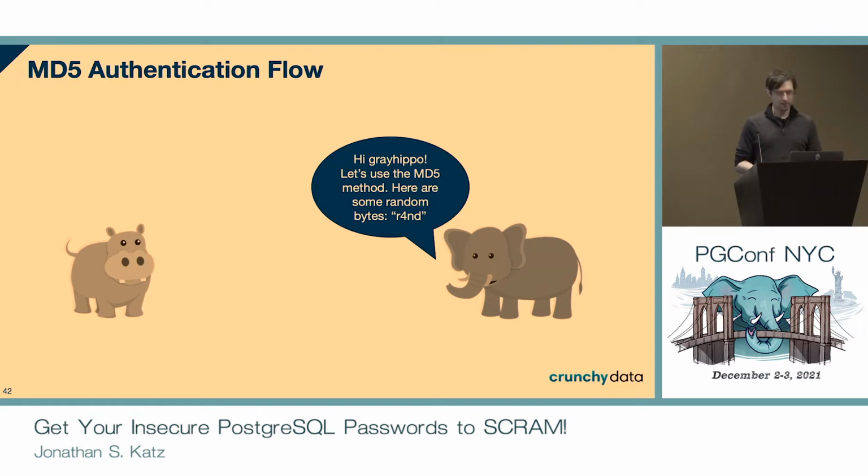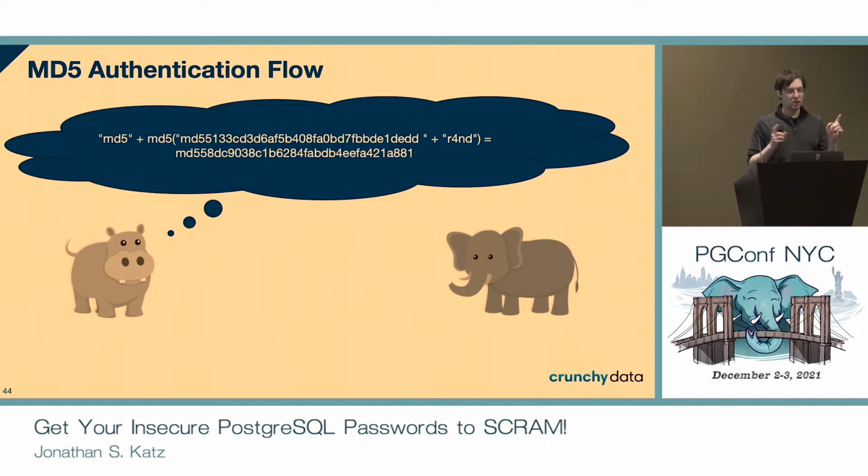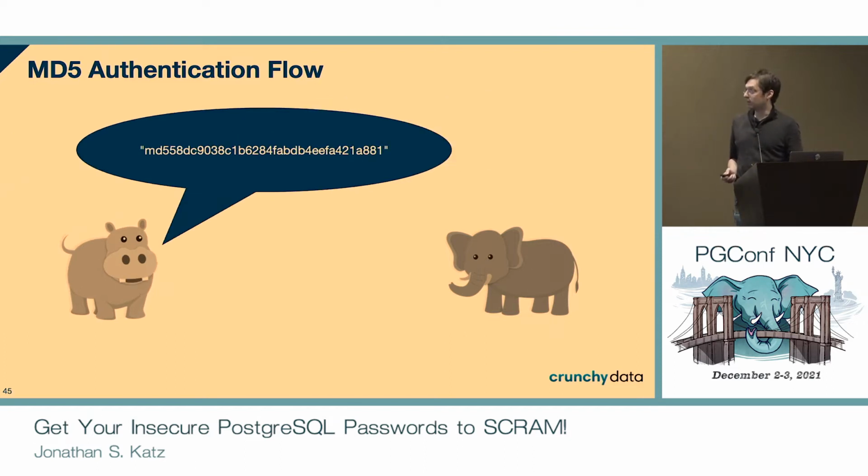Here's 4 random bytes. In this case, I used R4 and D. So what happens is first that GreyHippo is going to generate what you would expect to exist on the Postgres server side, which is that MD5 hash of password plus username, and then prepend MD5 to it. Then as part of the authentication workflow, it adds that 4-byte nonce to it, takes an MD5 hash of that, prepends MD5 to it, and puts that all together, and sends that back to the server.